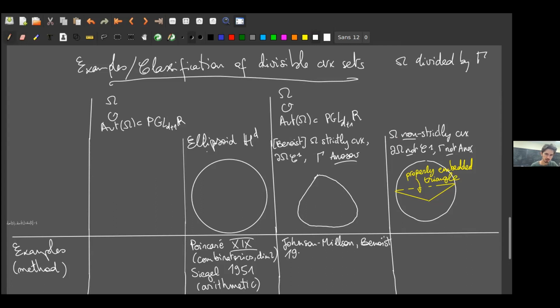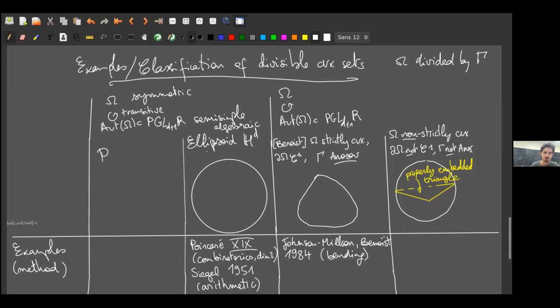In '84, I believe, a bending procedure which works in any dimension, produces examples in any dimension. But there are other older examples of divisible convex sets that are in some ways closer to the ellipsoid, in the sense that they are symmetric. So what does it mean? It means that the stabilizer of omega acts transitively on omega and is a semi-simple algebraic subgroup of PGL(d+1).